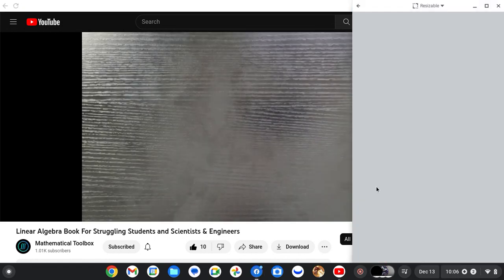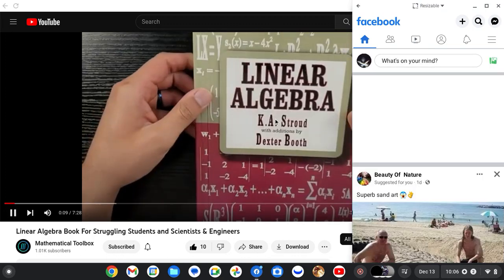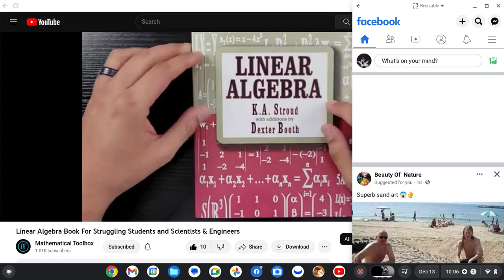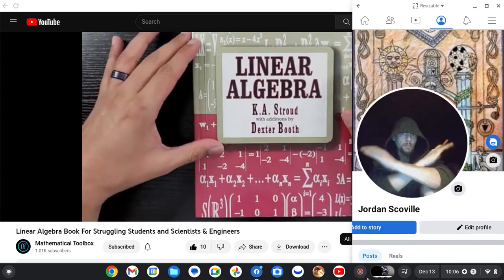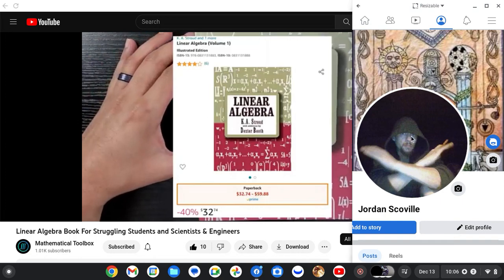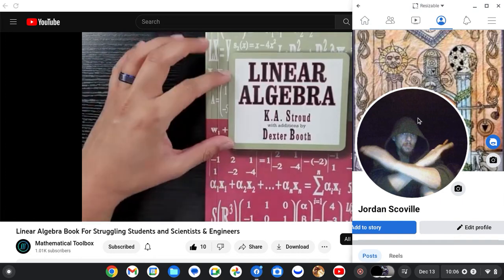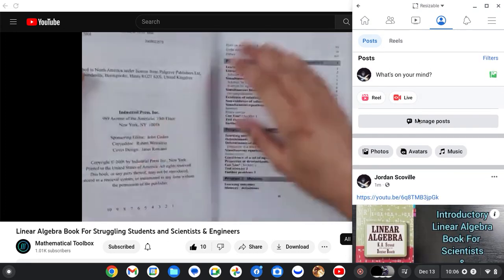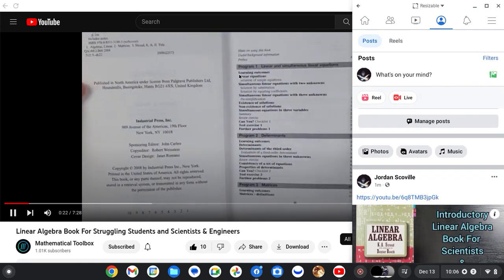Today I have this interesting book on linear algebra that I wanted to show you all. It's written by Stroud and Booth. If you saw my other video on book recommendations for differential equations, this book cover will look familiar to you, as it is written by the exact same authors.